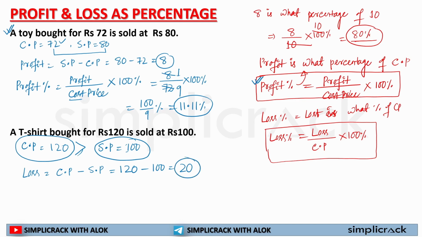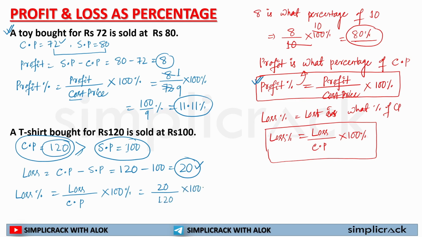But I have been asked to find out the loss percentage. So my question is about loss percentage, not about loss. So loss percentage is what? Loss percentage means loss divided by cost price multiplied by 100%. So here in this case loss is 20. My cost price is 120.